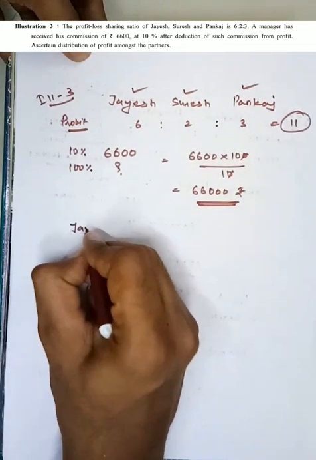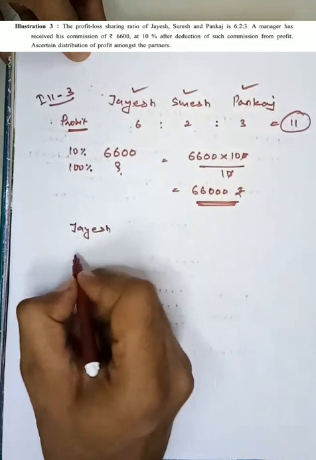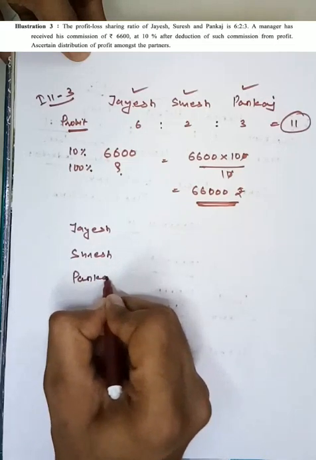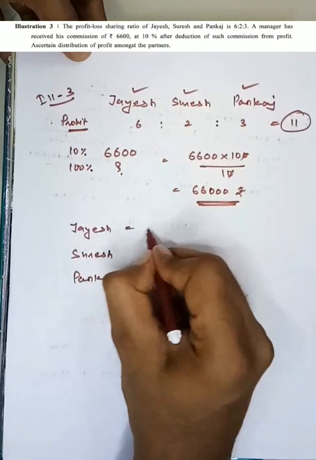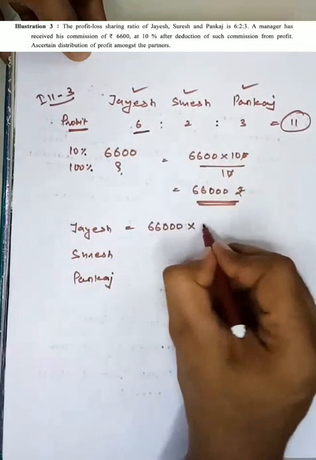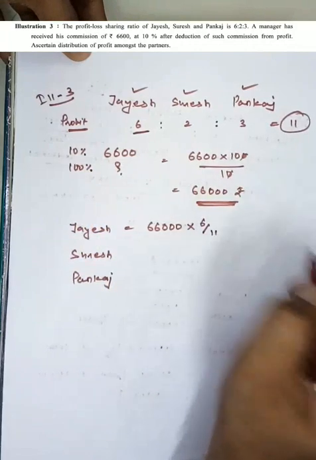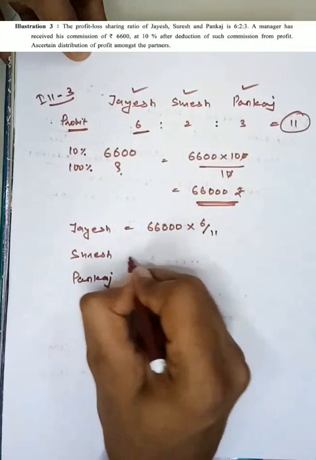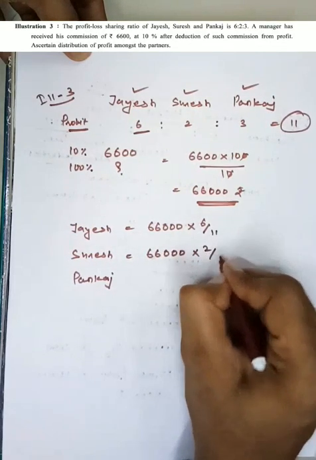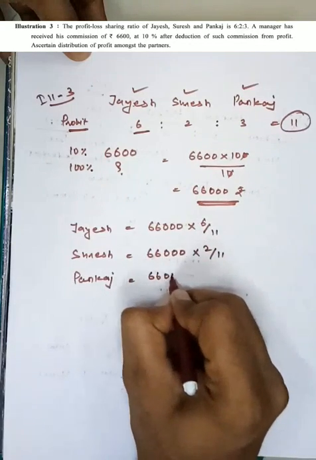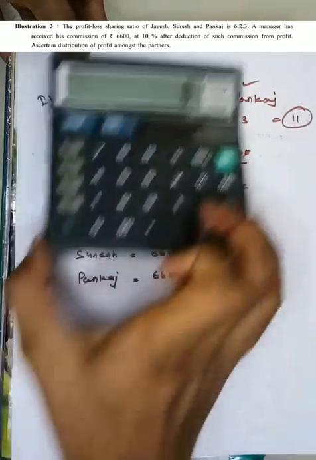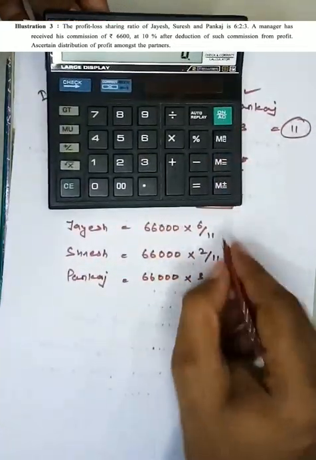So ultimately we will just write down their names: Jayesh, Suresh and Pankaj. 66,000 multiply by, his ratio was 6, and divide by 11, because the total of all of them will become 11. For Suresh, 66,000 multiply by 2 divide by 11, and 66,000 multiply by 3 divide by 11. Now let's make the calculation.